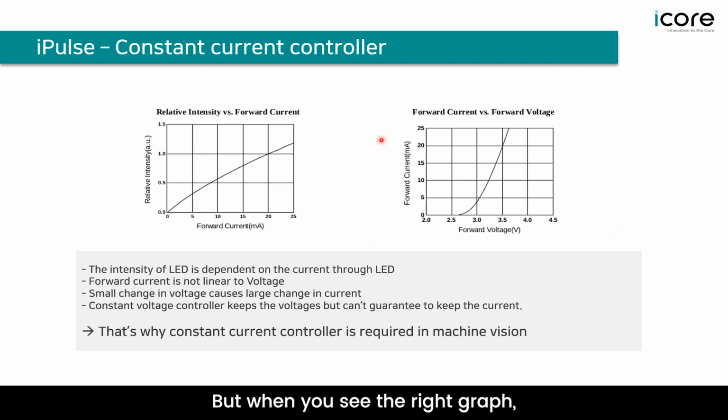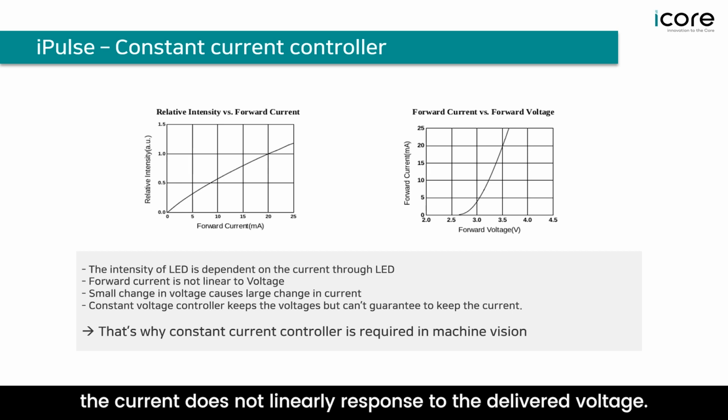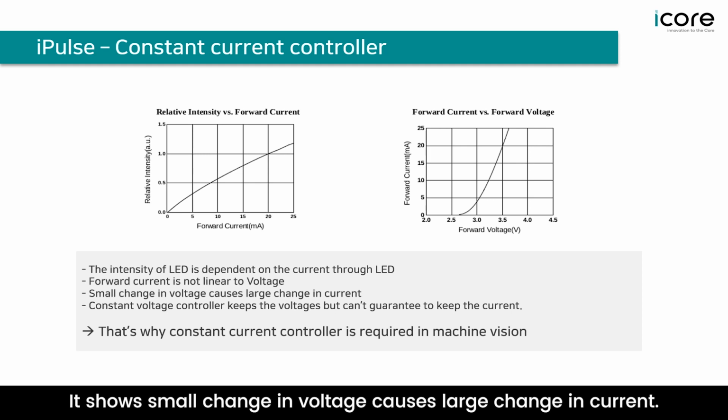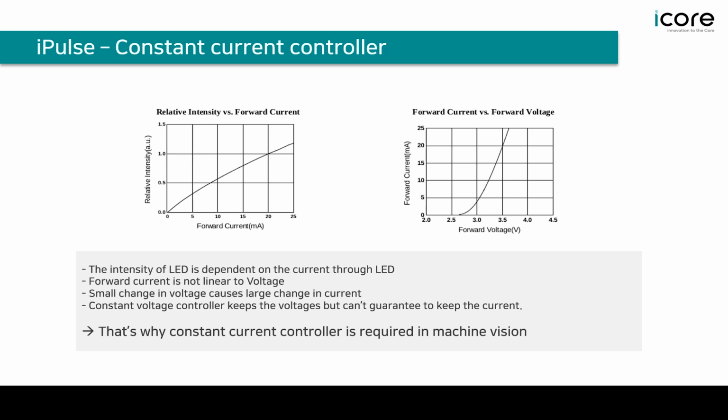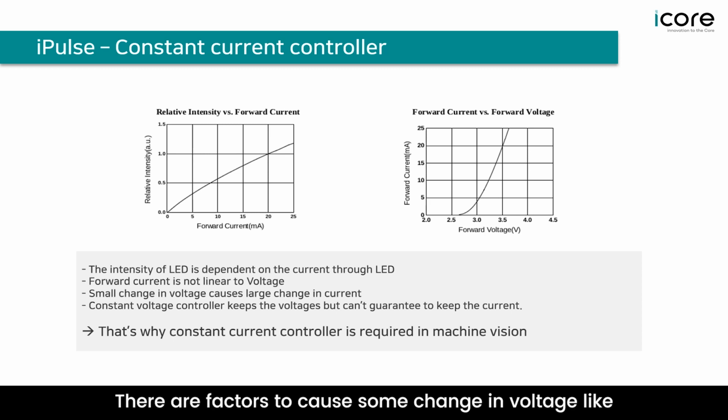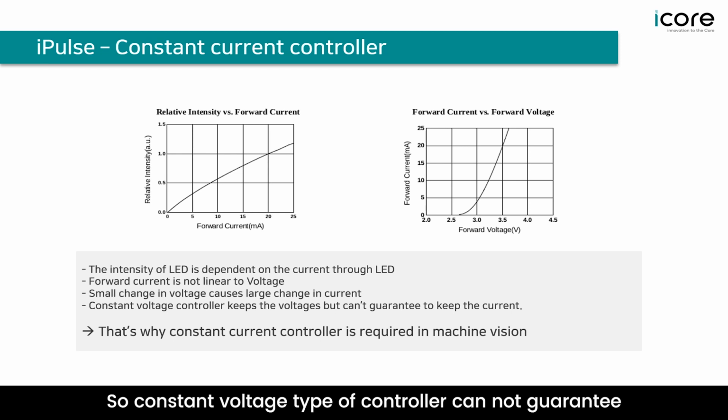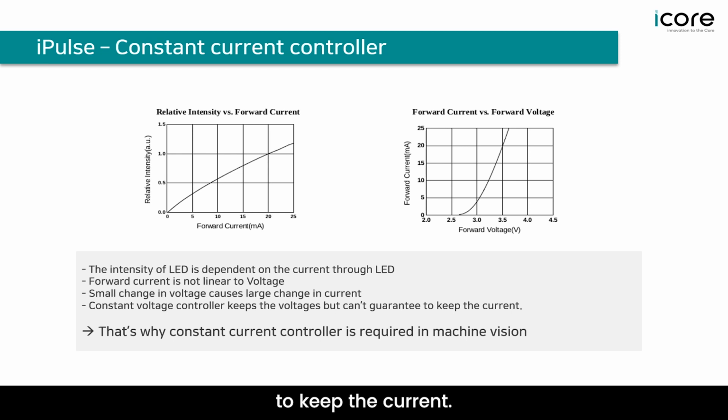But when you see the right graph, it is a current versus voltage curve for general LED. The current does not linearly respond to the delivered voltage. It shows small change in voltage causes large change in current. There are factors to cause some change in voltage like voltage drop from cable or temperature change. So constant voltage type of controller cannot guarantee to keep the current, which means there could be difference of light intensity between LEDs.